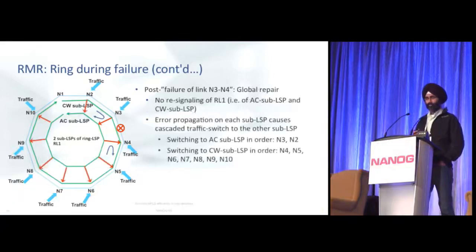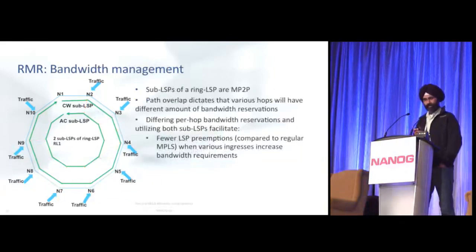In regards to global repair, there is no resignaling of the entire ring LSP. Rather, after the local repair has kicked in, progressively, each node on a given sub-LSP, as you walk away from the point of failure, starts to switch traffic to the other sub-LSP, so that your traffic isn't going all the way up to the point of failure and looping back. That's the model equivalent of global repair. Let's just move on.